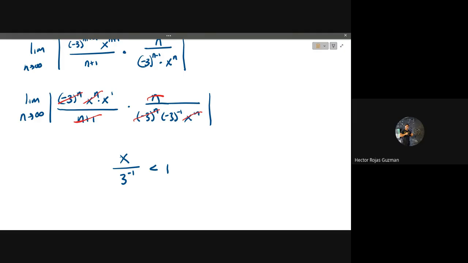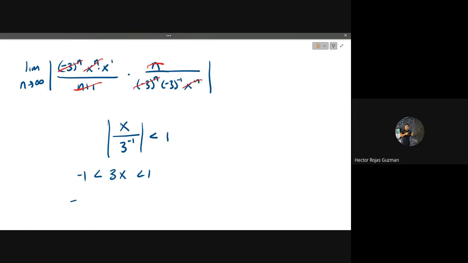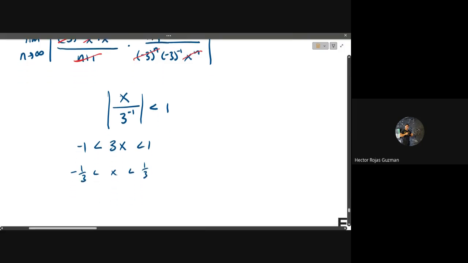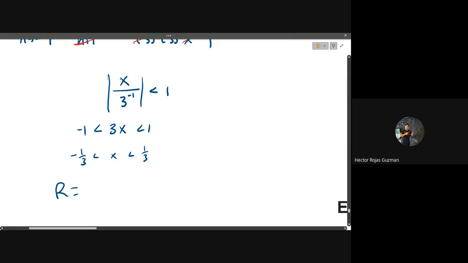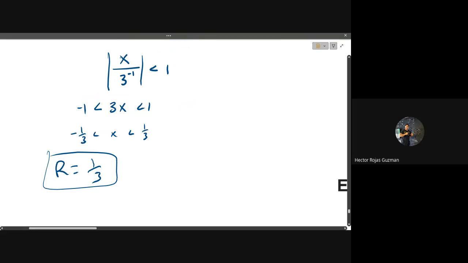Again, people forgot about this 3. This is technically 3x. Oh, and you know what? I should still technically have the absolute value until I completely remove it. Now I'm going to remove it. So negative 1/3, 1/3. Which means the radius equals 1/3. 3 points. 1 for the setup, 1 point for computing the limit and getting down to this step correctly. And the last point is for your radius.